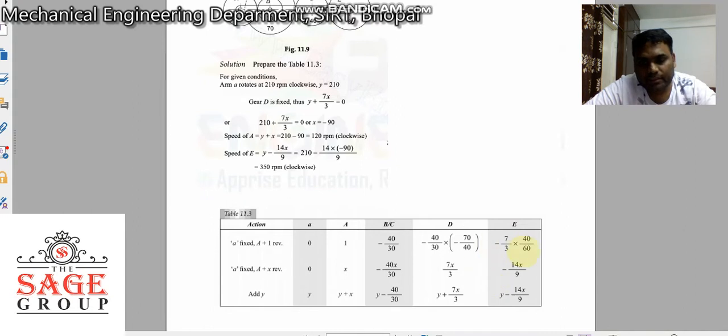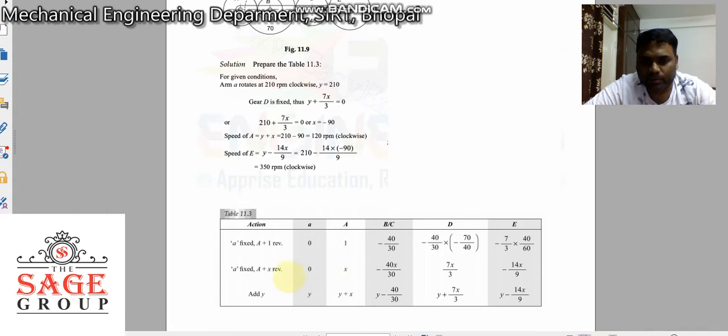So E, after solving this and this, you come to here, and you can write whatever conclusions come from here. After deducting everything, 40 cancels, it becomes 7 by 3, and then directly you can take 7 by 3 from here into this, 60 upon 40 upon 60. This is the driver and this is the driven, so directly you can take it here. So these are the calculations here, and then repeat the same for the second step.